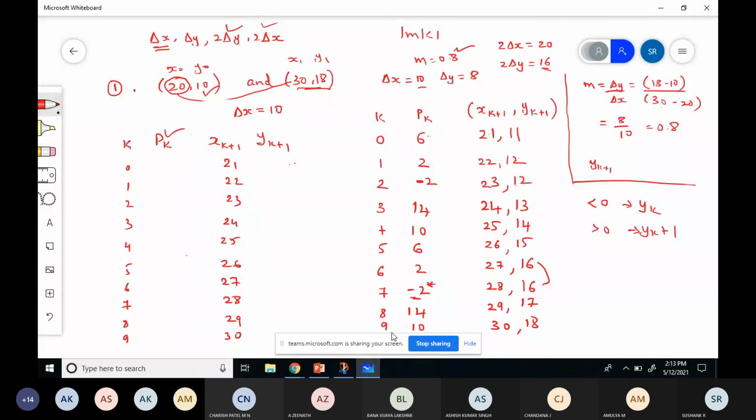See, the pk value difference will remain constant. Initially it started with 6, and after that there was a difference of 4, so it will be like 6 minus 4 is 2, minus 4 of this will be minus 2. So you should be careful whenever there is a change of sign, because at that time the formula will change. Whenever there is a change of sign, you calculate the new value.